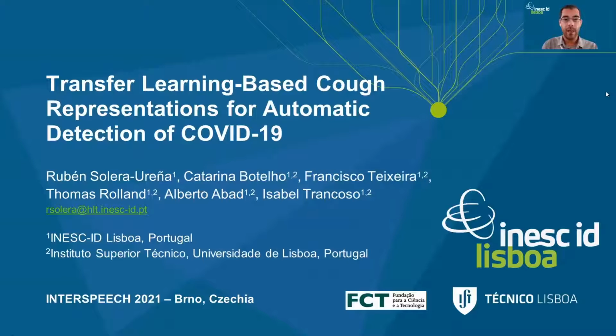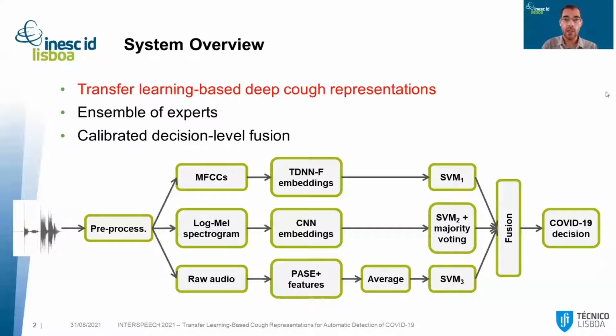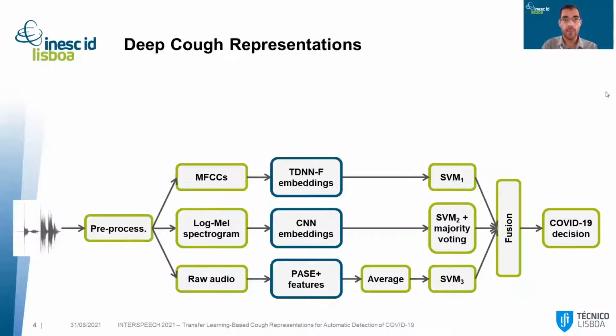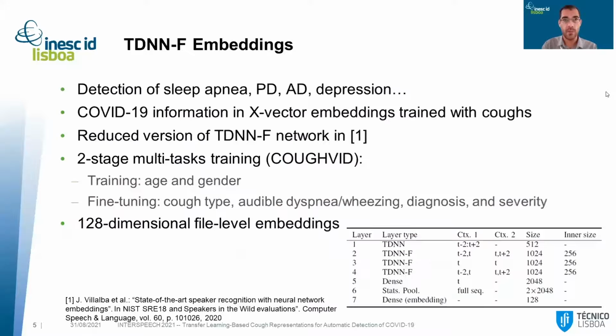Hello again, I'm Rubén, and in this follow-up video, I will present some more details of our work on COVID-19 detection from CAFs. Let me begin with the architecture of the proposed system, and in particular, the deep CAF representation structures at the basis of the 3 expert subsystems. So, after preliminary preprocessing, deep representations are computed from raw CAFs or basic audio features.